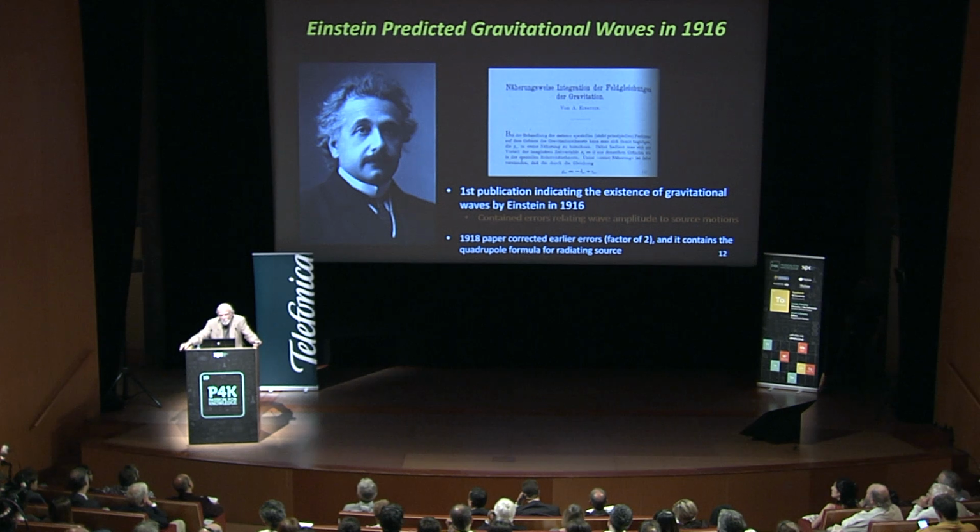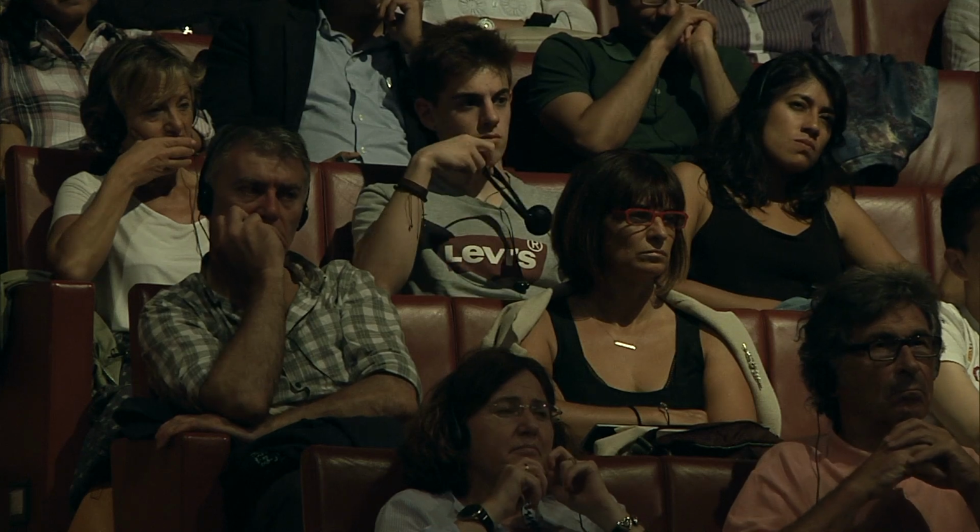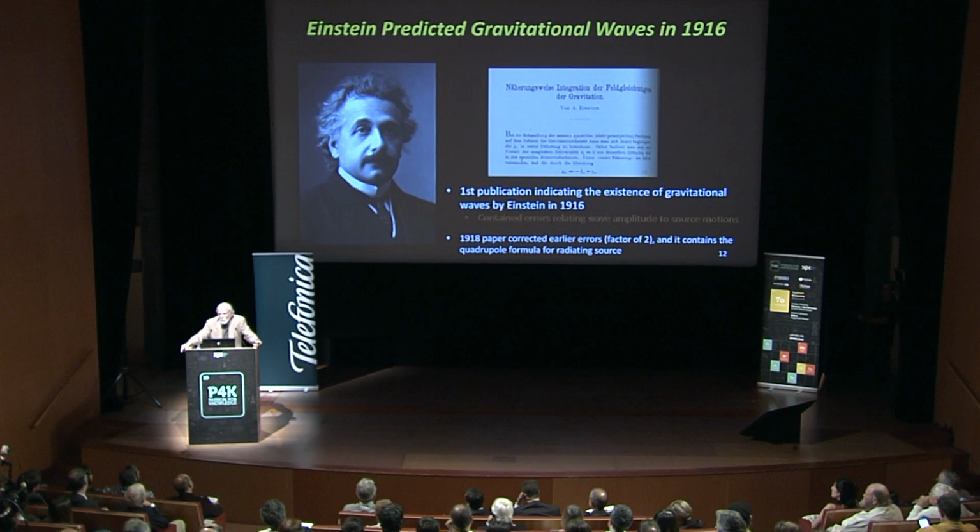Two years later, in 1918, he wrote a second paper. In that paper, he fixed his errors. Being Einstein, he never admitted there were any errors. He just went on. But it's done correctly in the second paper. And in the second paper, he did something really important, and that is he told us what the source would be to make gravitational waves. How do you make a wave that's gravitational like you do electromagnetic?